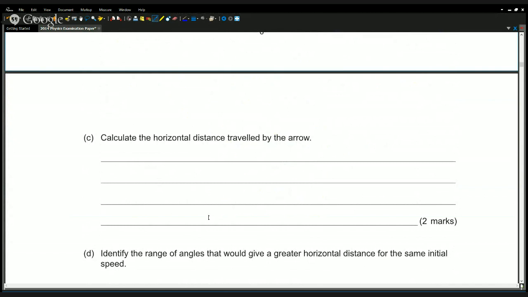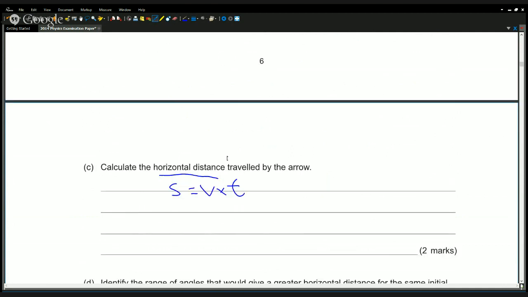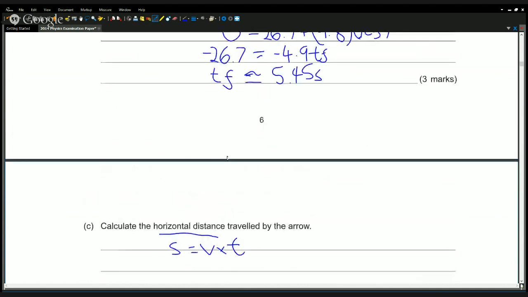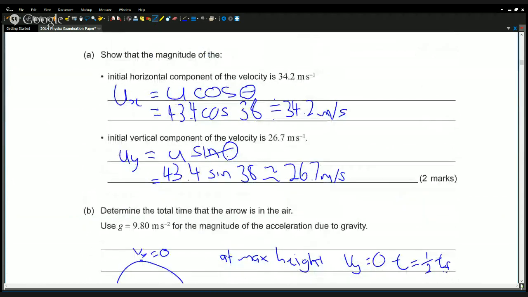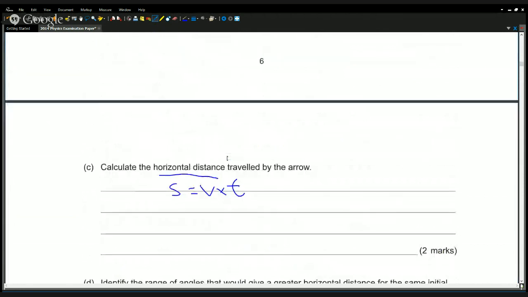Okay, calculate the horizontal distance. Now we're talking about horizontal. Horizontal is distance equals speed times time. So, what was our horizontal velocity? Okay, remember that for projectile motion, that does not change if you ignore air resistance. So 34.2 consistent throughout.